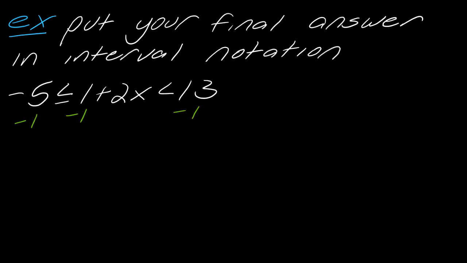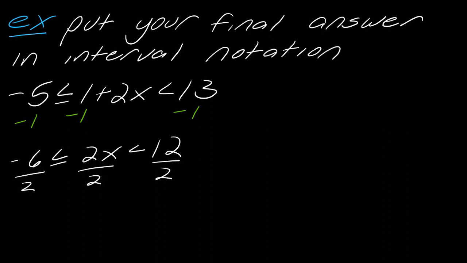That's basically it. And so then this becomes negative 6 is less than or equal to 2x, which is less than 12. Then I need to divide by 2, so I divide all sides by 2. I'm dividing by positive 2, so the signs don't flip. So I'm left with this. Okay, so how do we write this in interval notation?